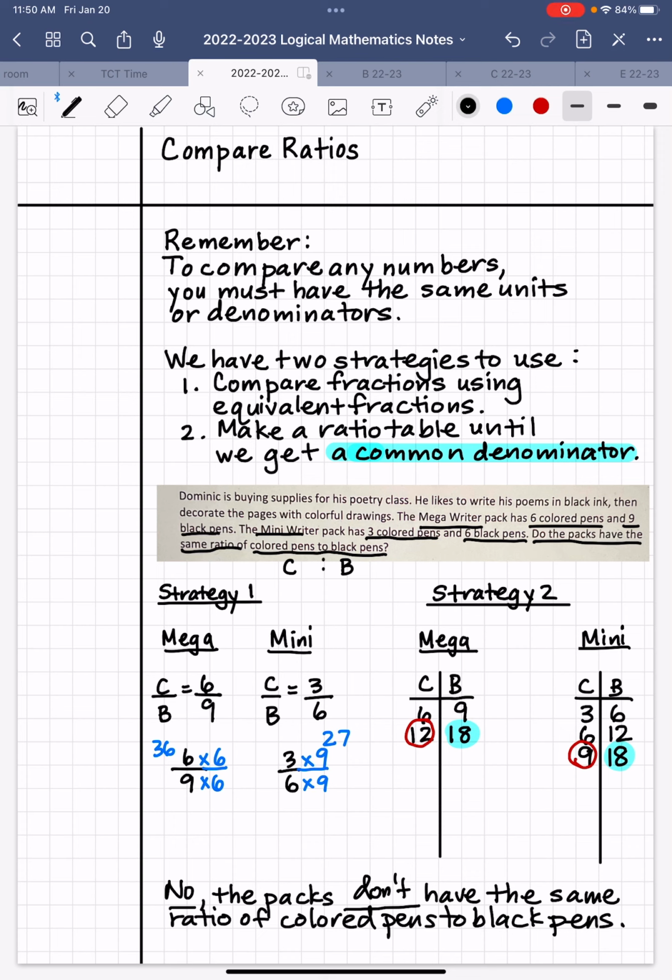Now, what if I'm asking you to compare ratios? Just to recap, we're going to use one of 2 strategies. We're either going to compare the fractions in the order that they want us to compare them in, the proper ratio, by using equivalent fractions. So make sure we have the same denominator, and then we just have to focus on what their numerators are because they are in the same sequence. Or we can use a ratio table until we get to a common denominator. And then once we have a common denominator, in order to compare them, we can see which one has more and which one has less.